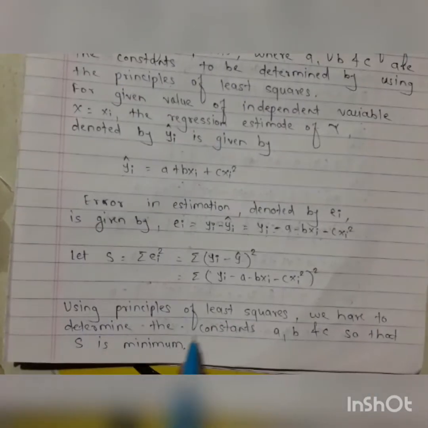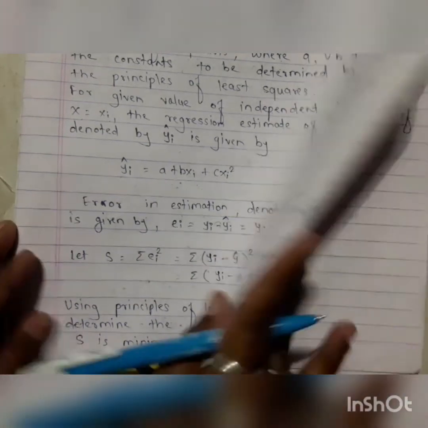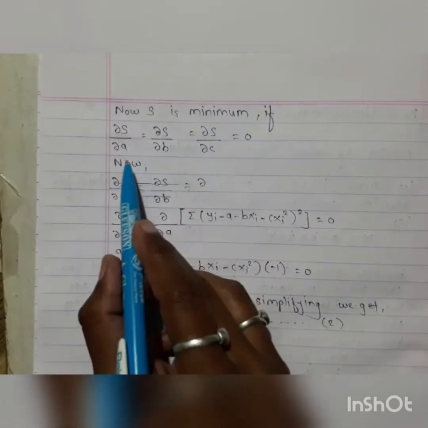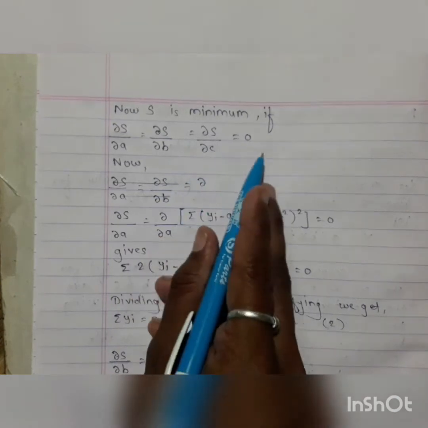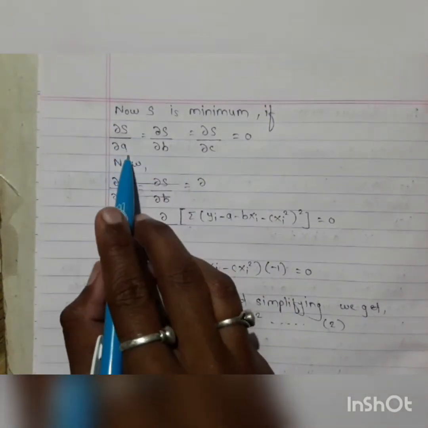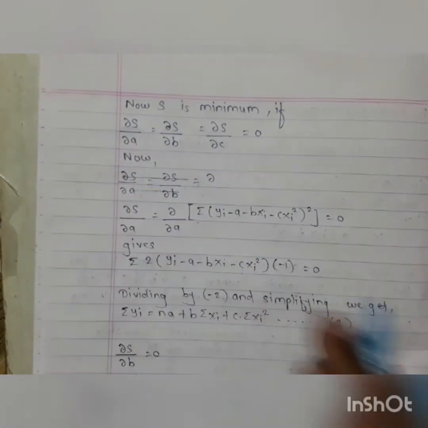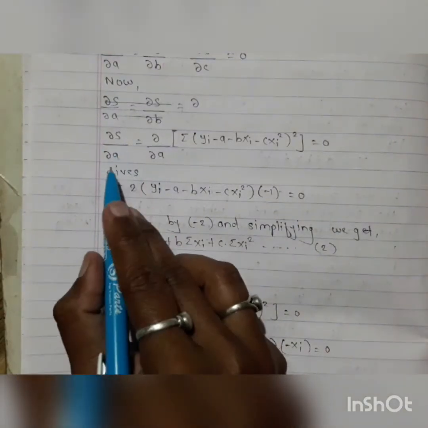Using the principle of least squares, we have to determine the constants a, b and c so that capital S is minimum. Now S is minimum if partial S upon partial a is equal to partial S upon partial b is equal to partial S upon partial c is equal to 0. That is, the partial derivatives of S with respect to a, b and c are equal to 0.